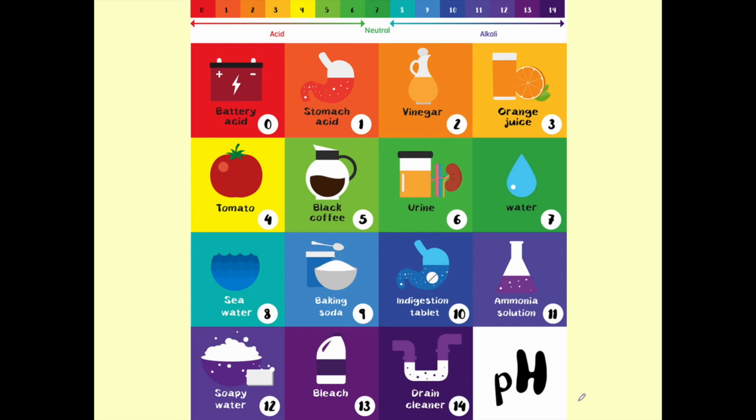So what we've got underneath that bar is some examples of different substances which you may or may not have come across, some of which we talked about in our previous lessons, such as vinegar. We talked about indigestion tablets and baking soda. We talked about soap, and we talked about bleach. So here you can see that even though we have that division between acids and alkalis, it's not quite clear cut as that. There is a spectrum from acids through to alkalis, and universal indicator allows us to see that.